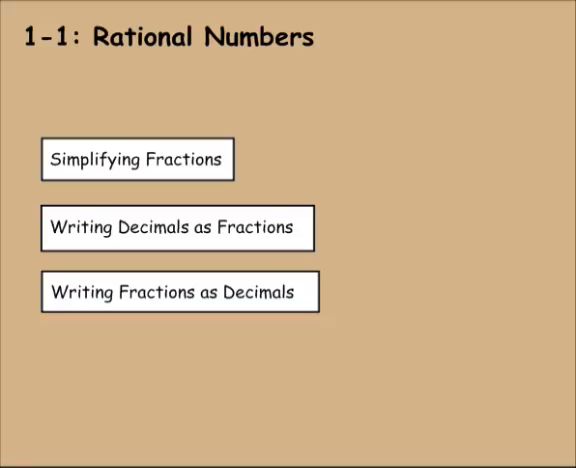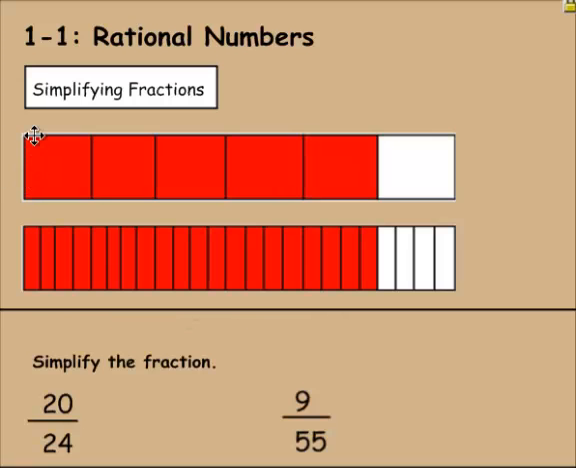We're in lesson 1 of chapter 1, which is rational numbers. There's 3 different things we're going to be doing today. We're going to look at simplifying fractions, we're going to write decimals as fractions, and then writing fractions as decimals. So first things first, simplifying fractions.